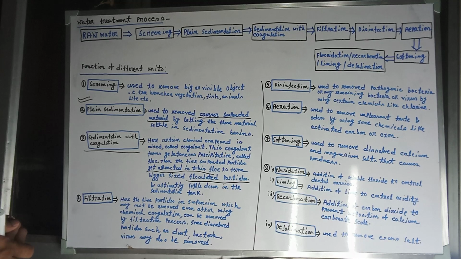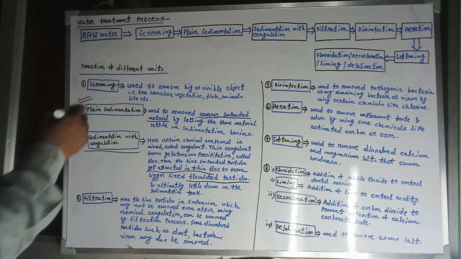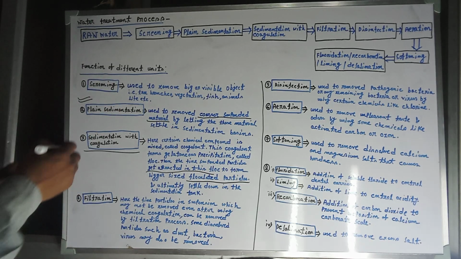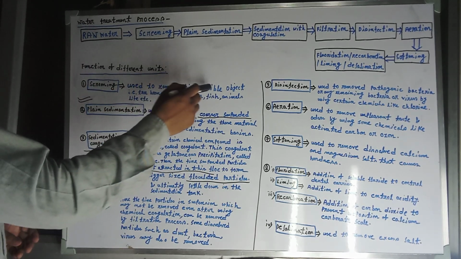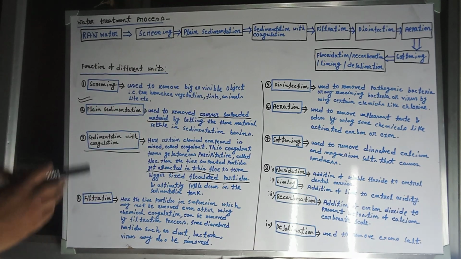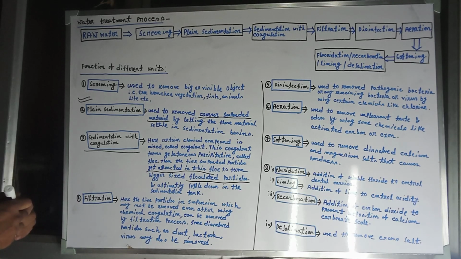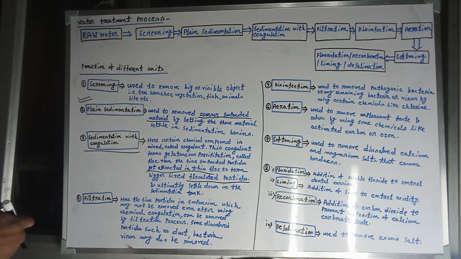Now we will discuss the function of these different units or processes. Number one, screening. In the screening process, what happens? The raw water is first taken to the screening process, and this is used to remove big or visible objects, that is tree branches, vegetation, fish, animals, etc. So if in the raw water there are some visible objects like tree branches and vegetation, they will be removed in the screening process. After that we will send the water to the plain sedimentation process.